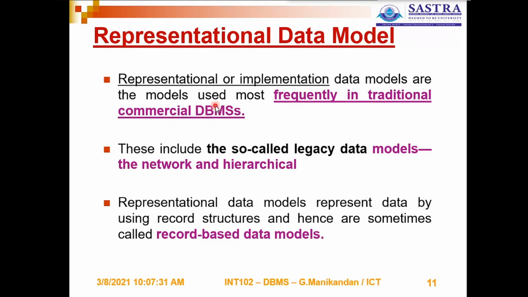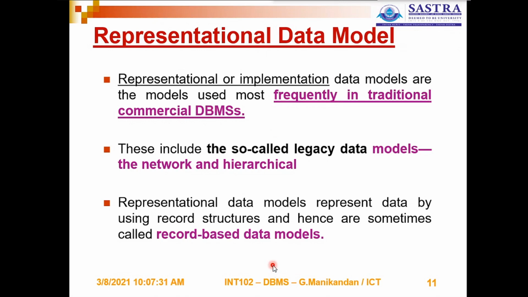So what is the concept? Here we are going to store the data in the form of a record. So it is also known as record-based data models.